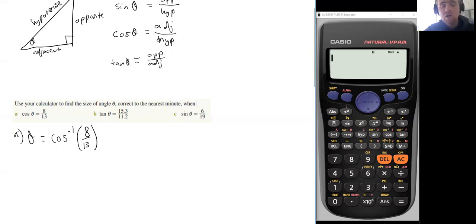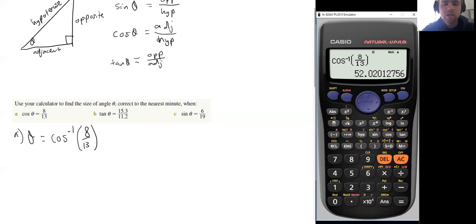So if you want to move the cos across, you have to make it the inverse, which we show with that little -1 in the top like that. So in our calculator, we go shift cos and then 8 over 13, and that will give us our answer. Make sure you go shift and then cos to get the inverse cos, and then that will give you your answer in decimal points.